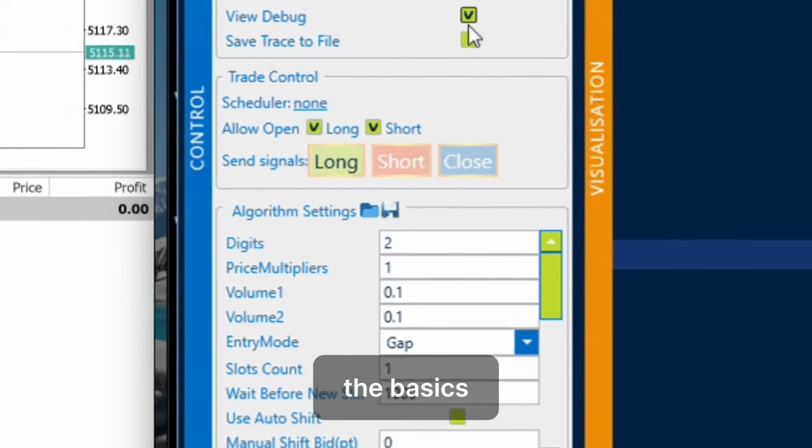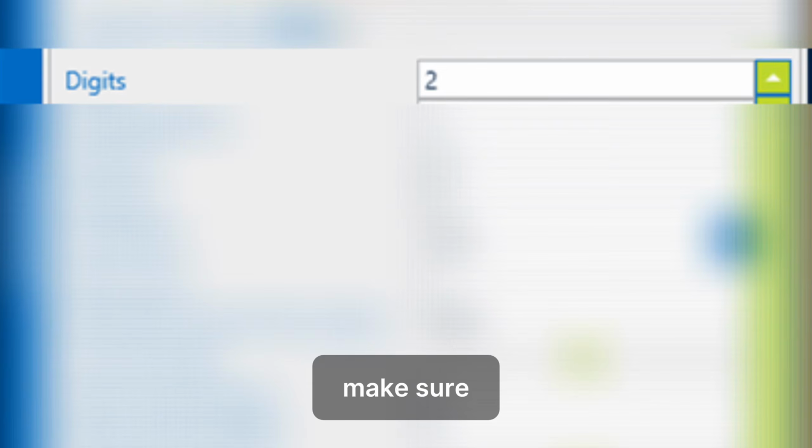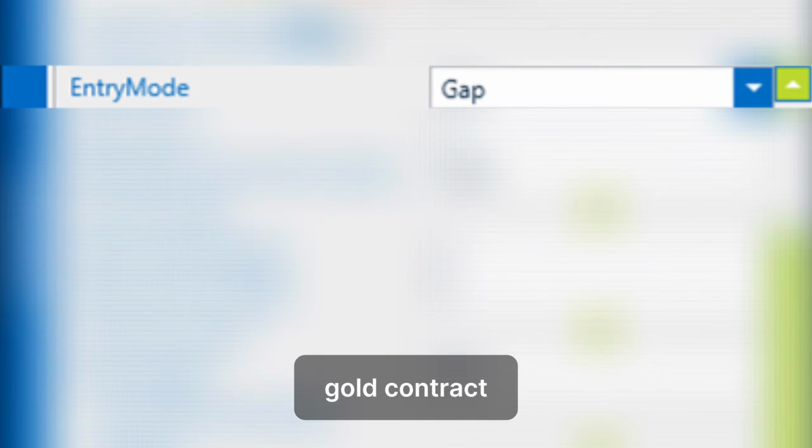First, the basics. Go to Algorithm Settings. In Digit, make sure this is set to number 2 for standard gold contracts. Set entry mode to gap. We are trading the pure price inefficiency between brokers.